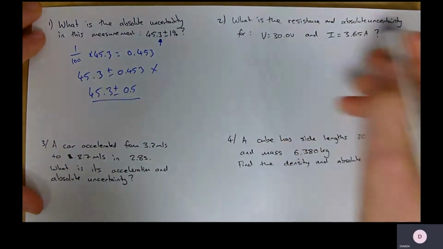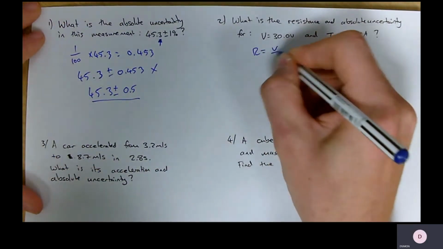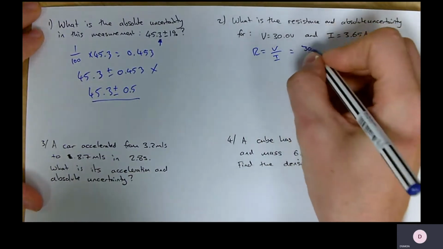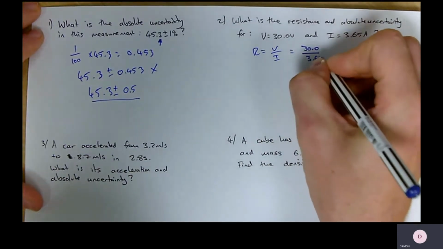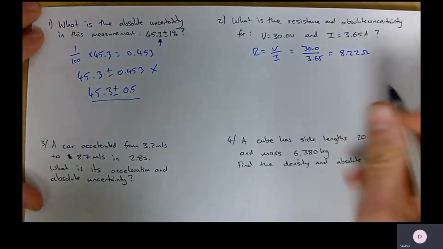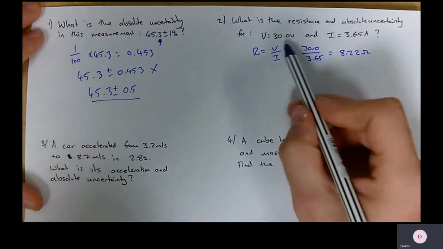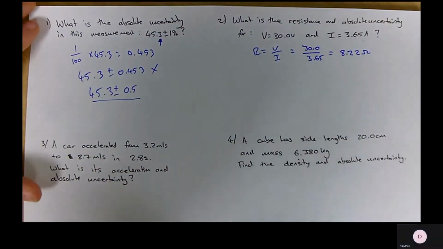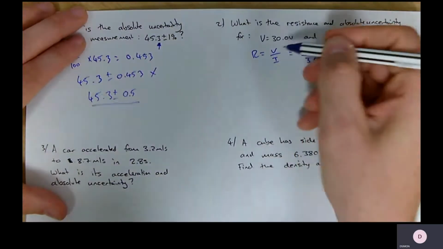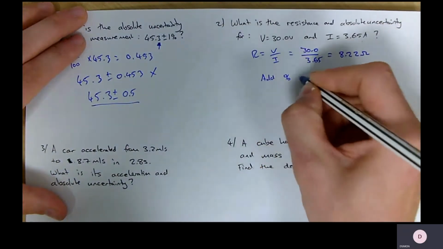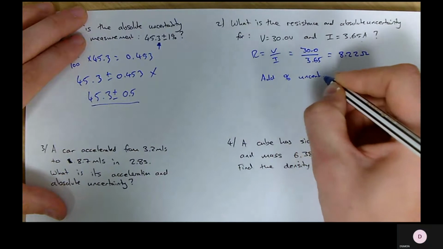Question 2, so here we have to do 2 things. We firstly have to work out the resistance, so that's really easy, V divided by I, so 30.0 over 3.65, which gives us 8.22 ohms. I've chosen to write it to 3 significant figures because both of my numbers are to 3 significant figures as well. What is the uncertainty? Well, I have something divided by something, so I need to add the percentage uncertainties.